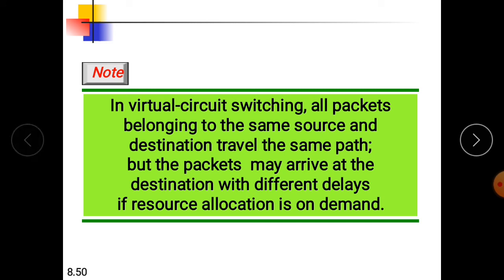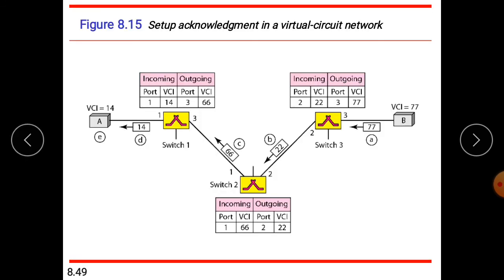Last one is the tear down phase. In this phase, source A, after sending all the frames to B, sends a special frame called the tear down request. Destination B responds with a tear down confirmation frame. All switches will delete their corresponding entries in their table.